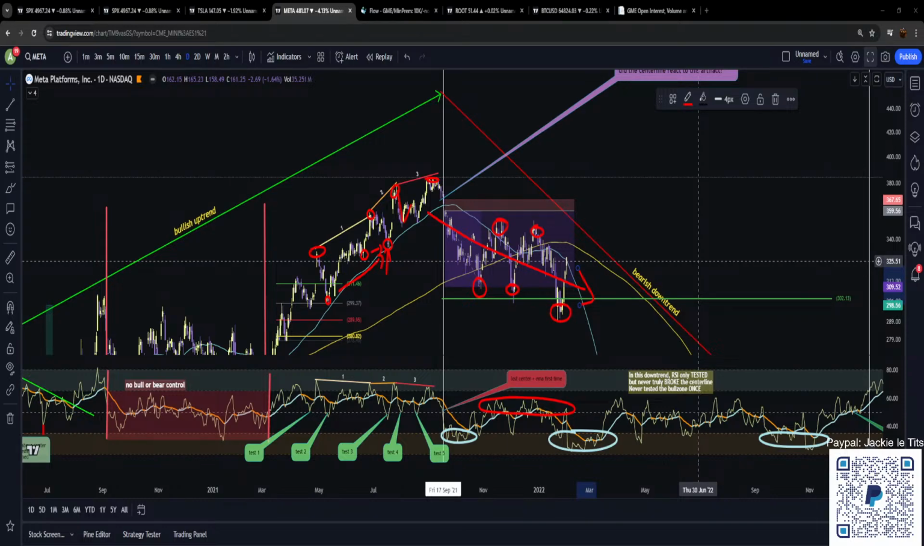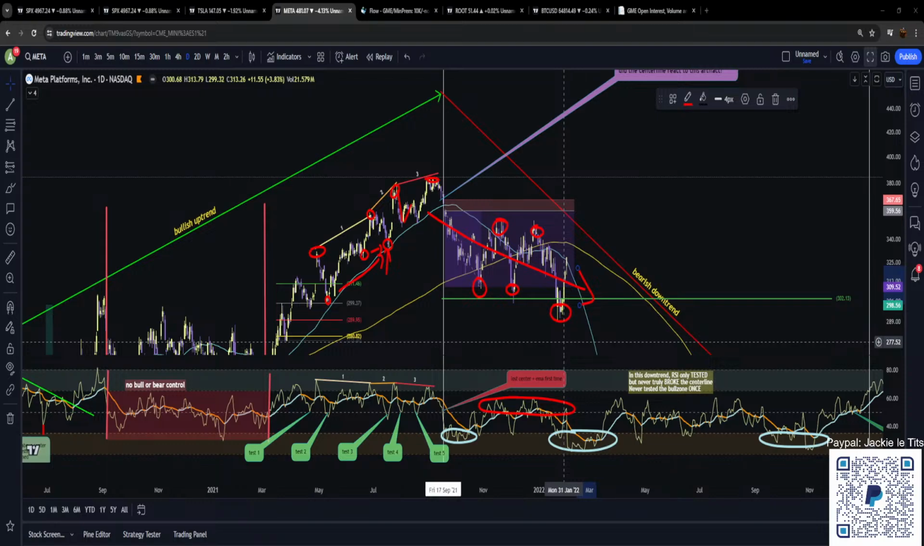Perfect. Lower lows, lower highs. Was there ever a reason to close a short position on Meta from the moment that the bears gave us confirmation? Tell me, was there ever a reason to consider closing a short on Meta, given the information that you see right here? Of course not. There was no reason.